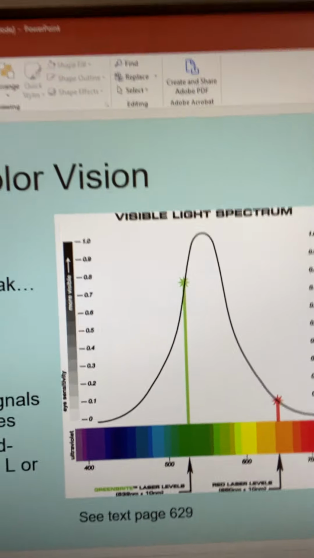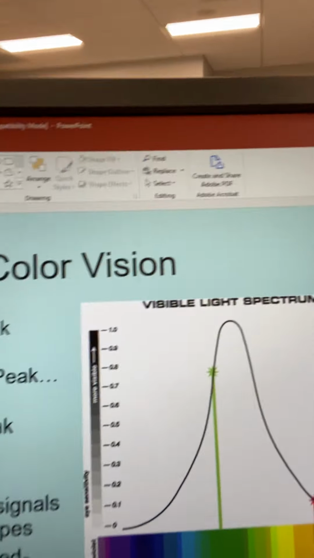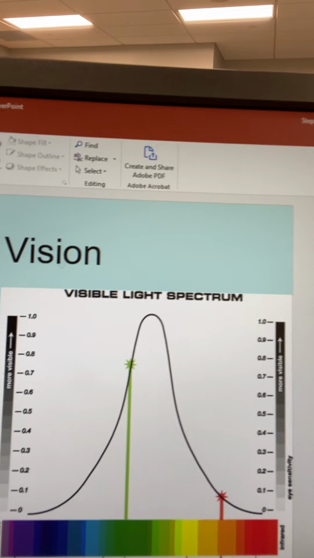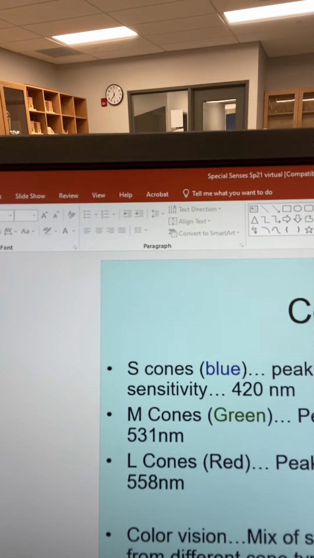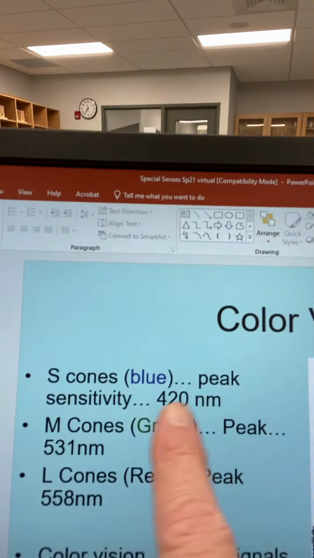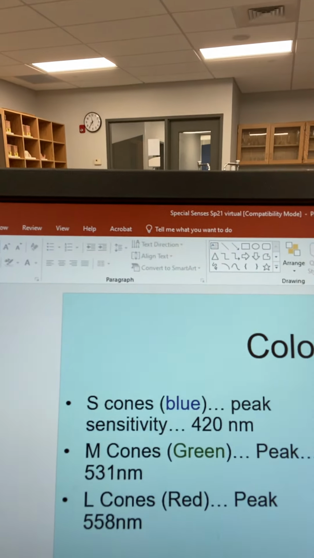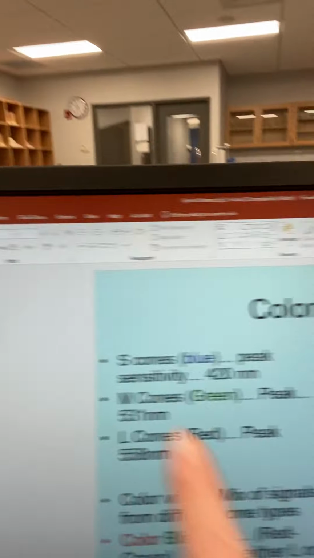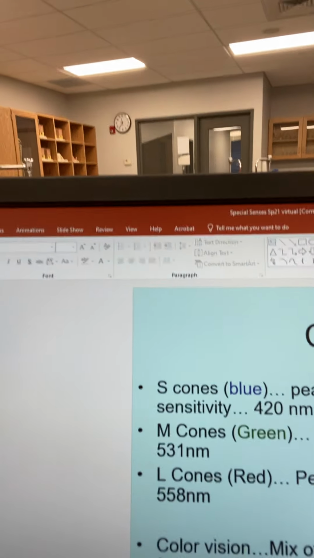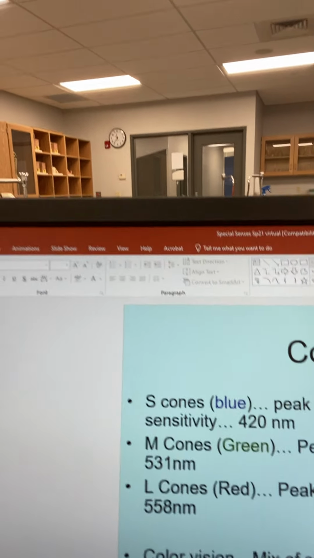All right, so if we look on slide number 24, you can see that we have this color spectrum along the bottom. There it is. You can see it says 400, 500, 600, 700. Those are distances in nanometers. So blue light has a wavelength of 420 nanometers. That's what is being picked up by the S-type cone receptors.